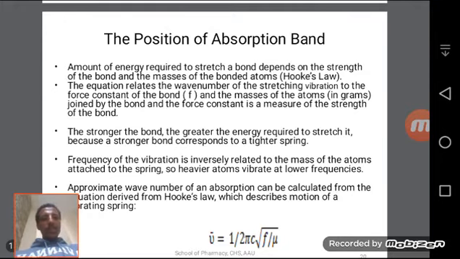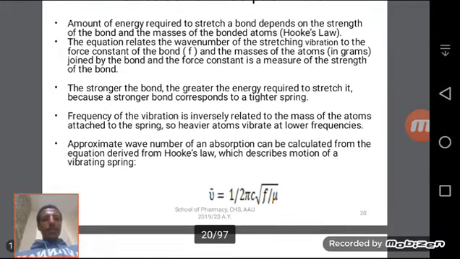The stronger the bond is, the greater the energy required to stretch it, because the stiffer the bond is between the bonded atoms, the higher the energy required to stretch or bend. A stronger bond corresponds to a tight spring, which means it needs higher energy to vibrate or bend. The frequency of the vibration is inversely related to the mass of the atoms attached to the spring. So heavier atoms vibrate at lower frequency.